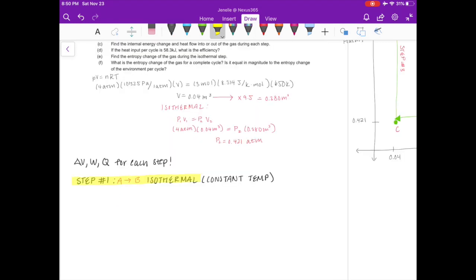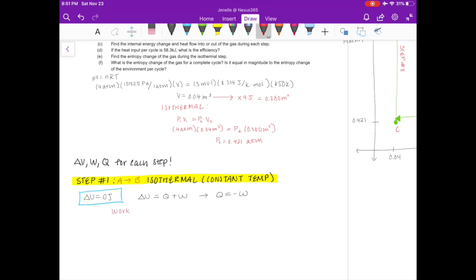What is unique about isothermal systems is that because there is constant temperature, the internal energy change is actually equal to 0. The internal energy change is equal to the heat flow in and out of the system plus the work done on the system. Since delta U is equal to 0, we can rearrange this equation and we get that the heat is actually going to equal the negative work done on the system.